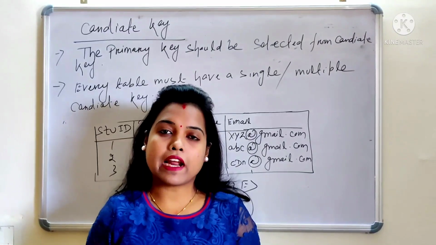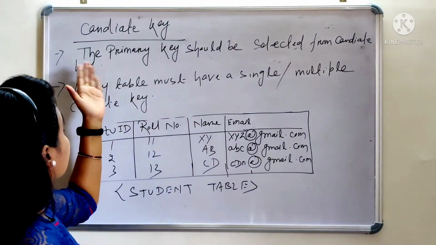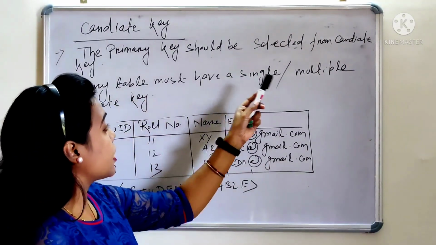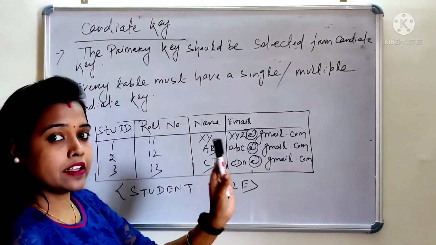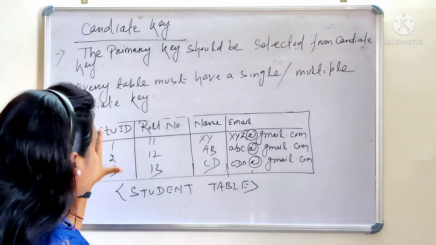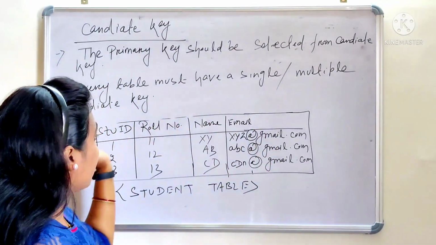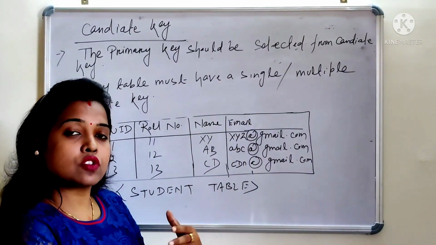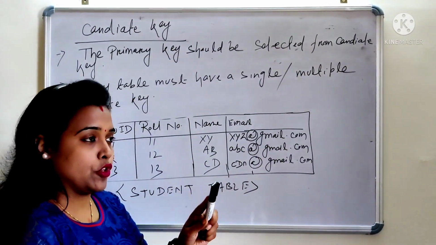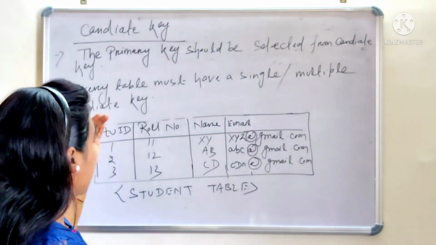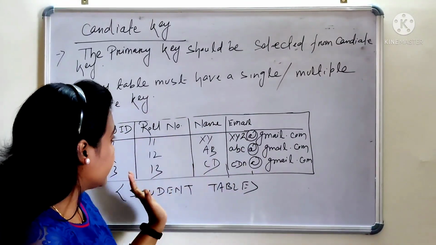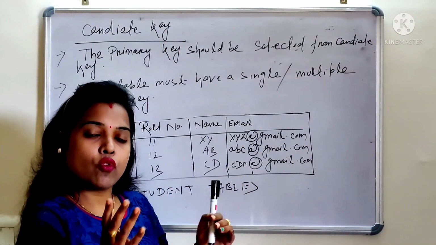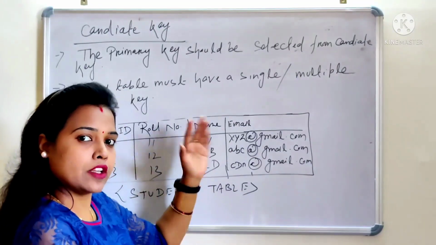Candidate key also uniquely identifies the tuple in the relation. So the primary key should be selected from the candidate keys only. Every table must have a single or multiple candidate keys. So here in this table, student ID, roll number, email ID are all candidate keys, which help us to uniquely identify the student information. Means they are the candidates, you can say, which help us to identify the primary key of the table.